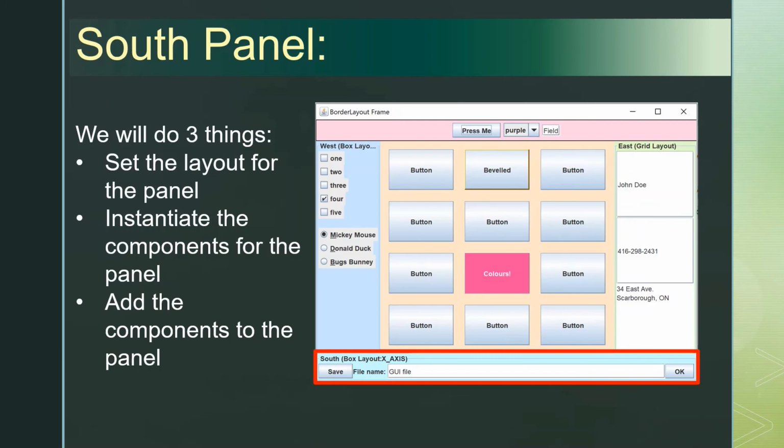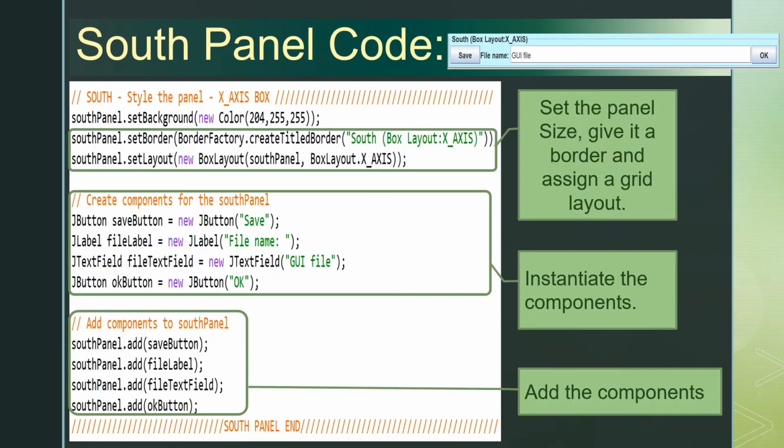Now the south panel. Again, we're doing three things. We're going to set the layout, we're going to instantiate the components, and we're going to add the components. What does the code look like for that? This one I'm creating a titled border as well, so that looks the same as what you saw last. It's a box layout on the x-axis, so it's kind of nice. Each component that we're putting there gets its own size. And instantiate them, add them. Hopefully you're getting the idea.